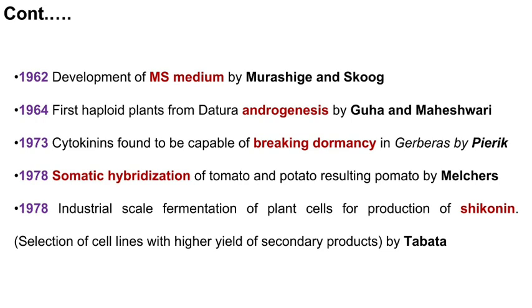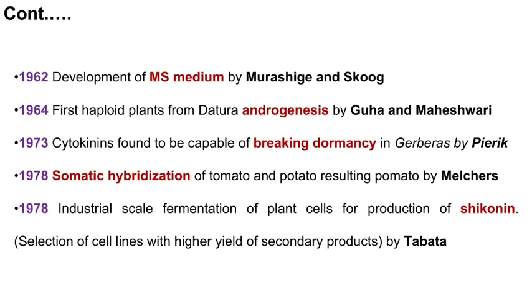In 1973, cytokinin is found to be capable of breaking dormancy in gerberas. In 1978, somatic hybridization of tomato and potato resulting in pomato by Melchers. Actually, this pomato plant has both tomato and potato characters. This pomato was actually produced by the somatic hybridization technique.